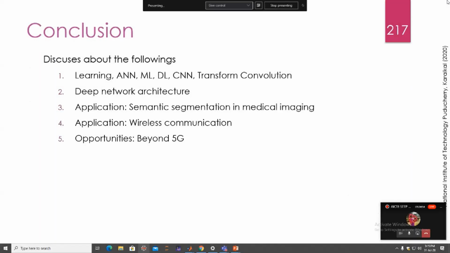So I want to conclude here what we have discussed in today's session as well as in the afternoon session. We have discussed what is artificial neural network, what is machine learning, what is deep learning, and under this head we have discussed convolutional neural networks as well as different kinds of learning systems, from supervised to unsupervised and reinforcement learning.